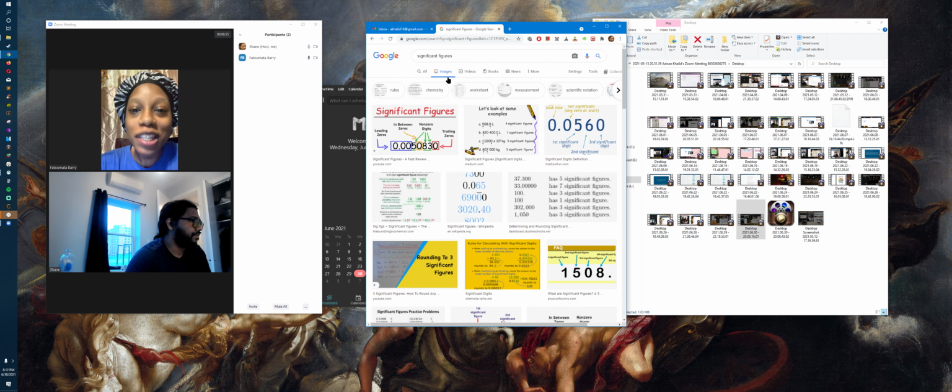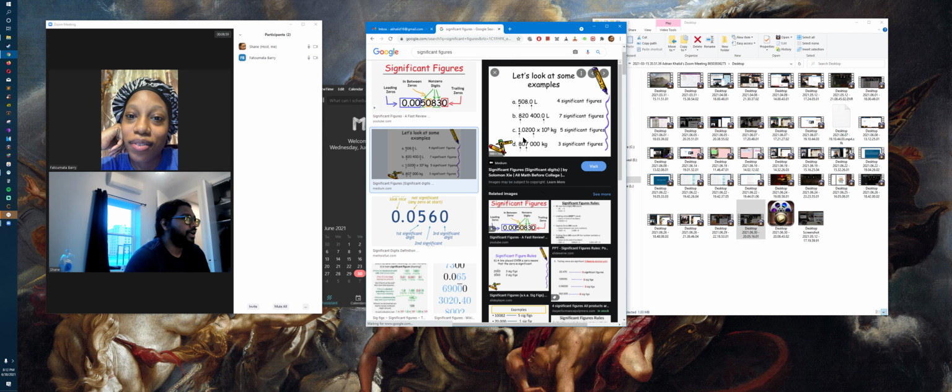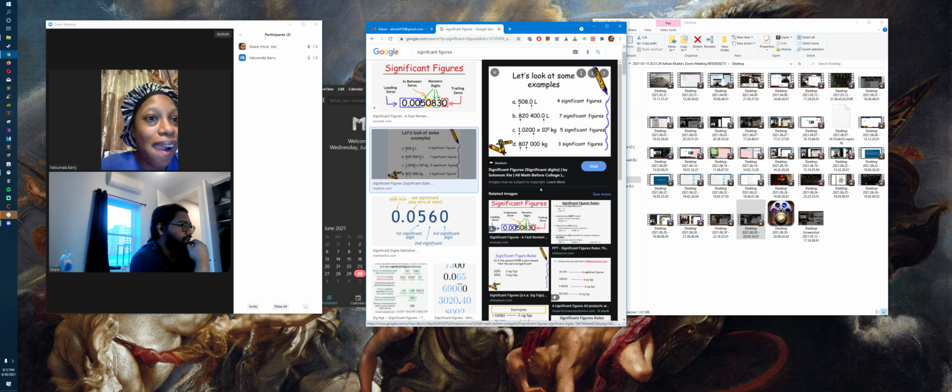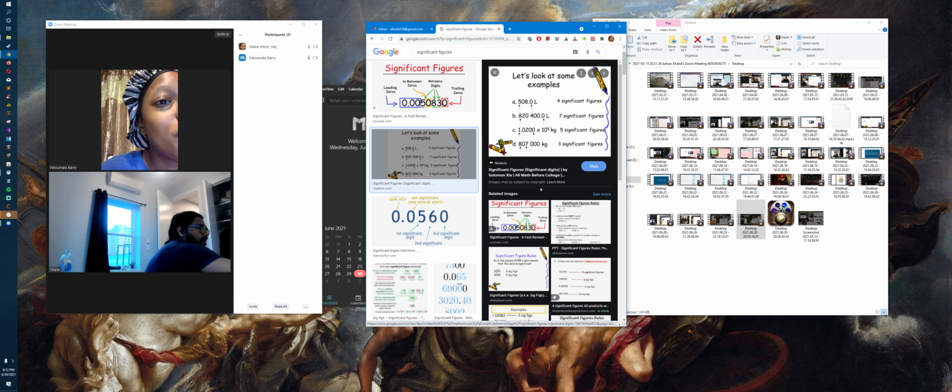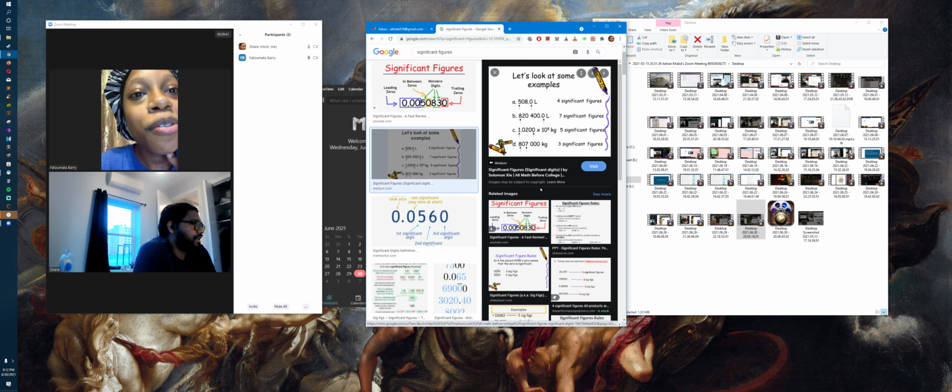Can we do some practice problems with significant figures? Sure. So let me ask you, what are the rules for significant figures? All non-zero digits are significant. Correct. Zeros in between two non-zero digits are significant. Correct. Leading zeros are never significant. Good. And what about trailing zeros? They're only significant if there's a decimal point.